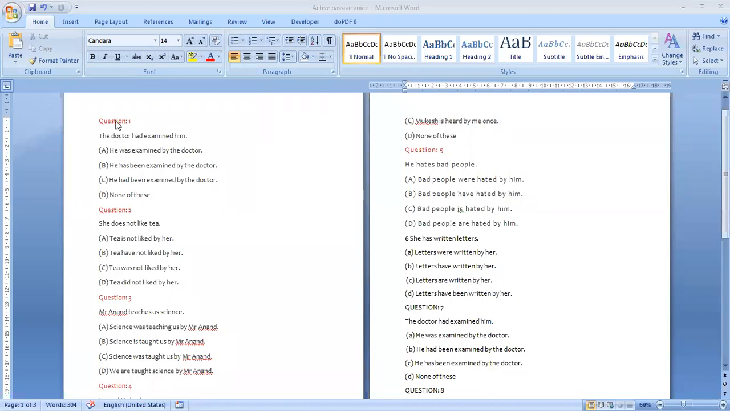Okay. What is the subject? The doctor. Verb: had examined. Him is the object. So I'll start with he. He had been, because this is past perfect tense. So he had been examined by the doctor. So C is correct. He had been examined by the doctor.